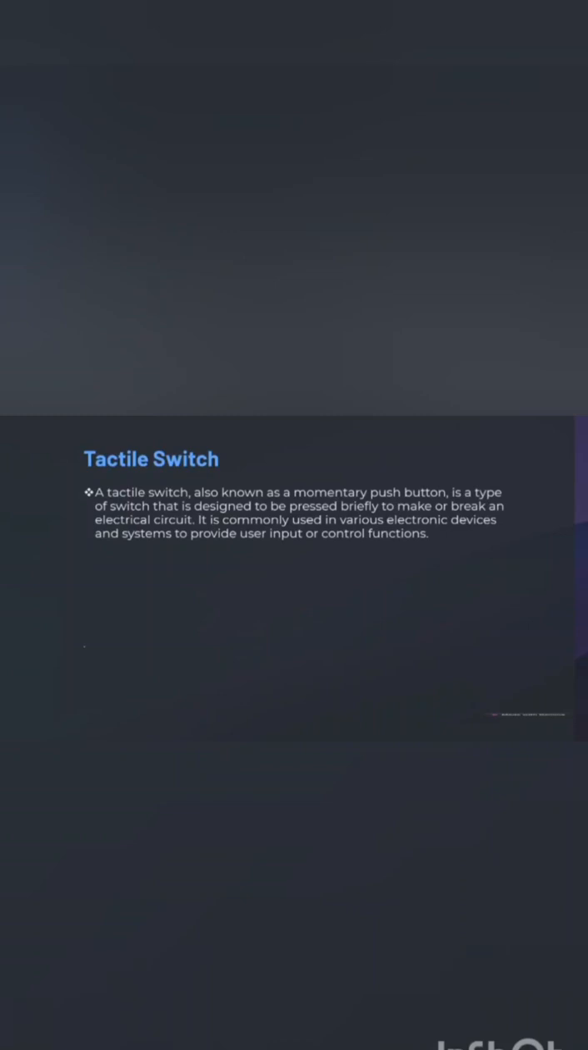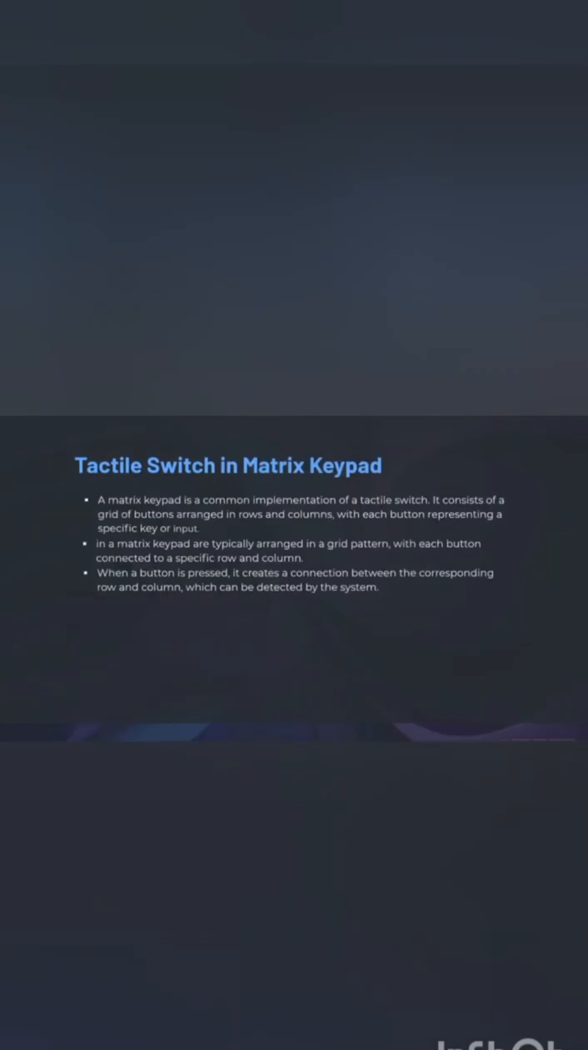A tactile switch is also known as a momentary push button, and it's a switch that is designed to be pressed briefly to make or break an electrical circuit. We can say that a tactile switch is a switch which is used to break the electrical circuit and is also known as a momentary push button. It is commonly used in various electronic devices and systems to provide user input or control functions.